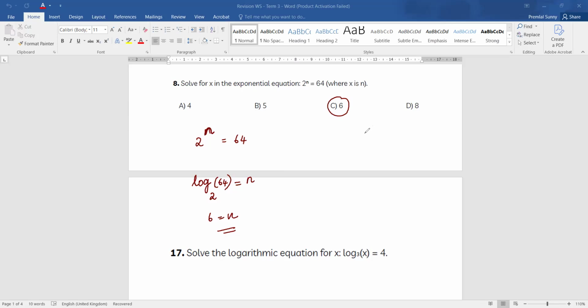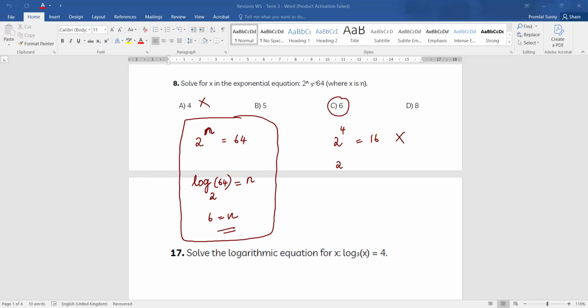If you are focusing only on getting the final answer rather than understanding the method, it's pretty much simple. This is called the trial and error method. 2 to the power of 4, instead of n you put 4. Check if you are getting 64. 2 to the power of 4 is 16, so no. Instead of n you substitute 5. 2 to the power of 5 is 32. It is not 64. Now check 2 to the power of 8.